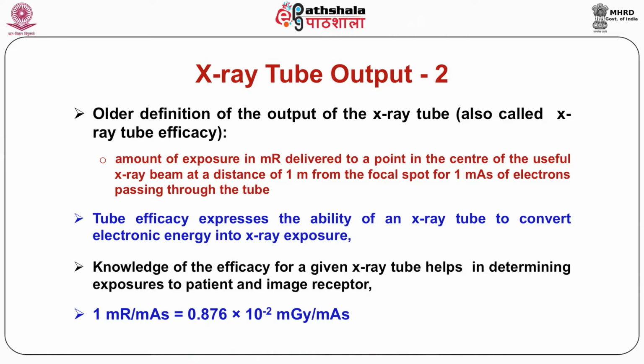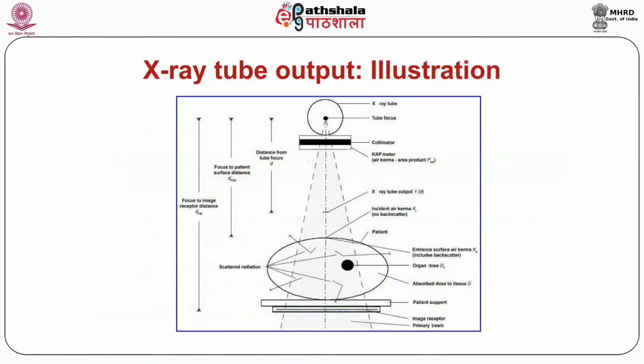The value of exposure in mR can be converted to air kerma in milligray using the relation 1 mR is equal to 0.876 into 10 to the power minus 2 milligray. The figure illustrates X-ray tube output and other quantities used for patient dosimetry.